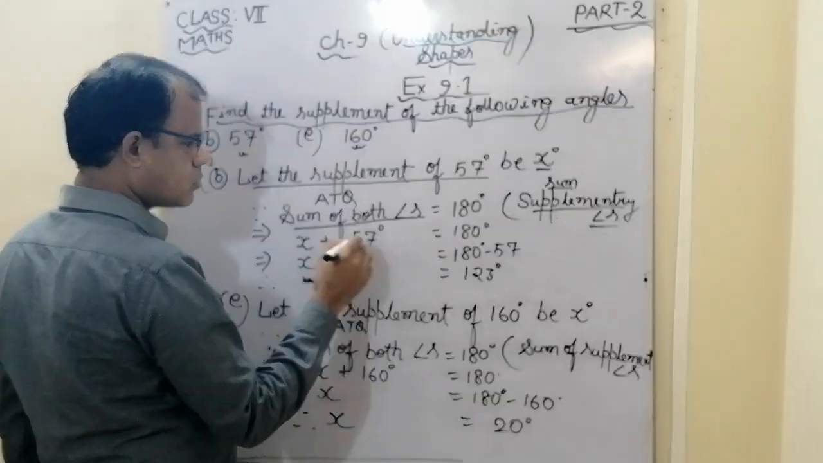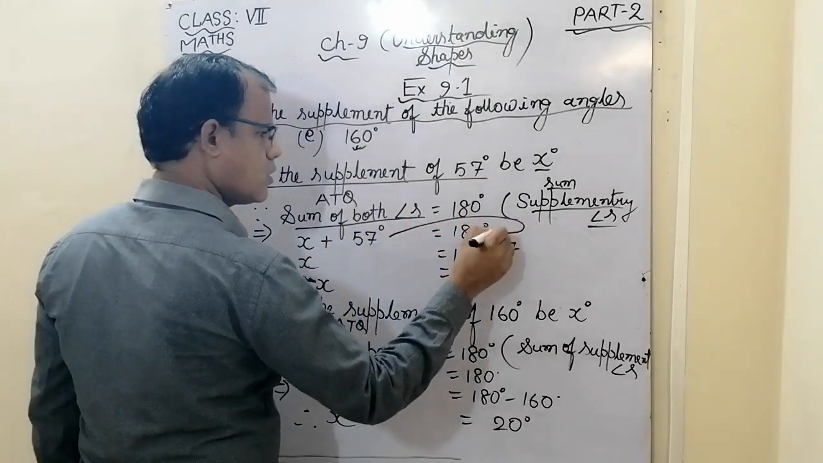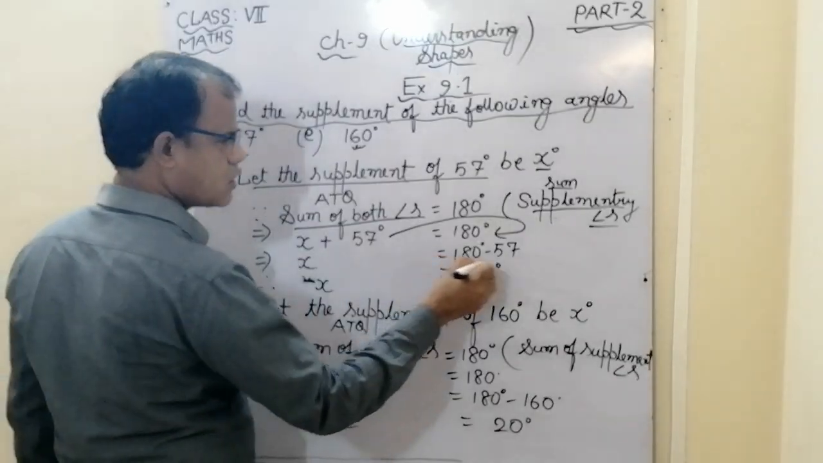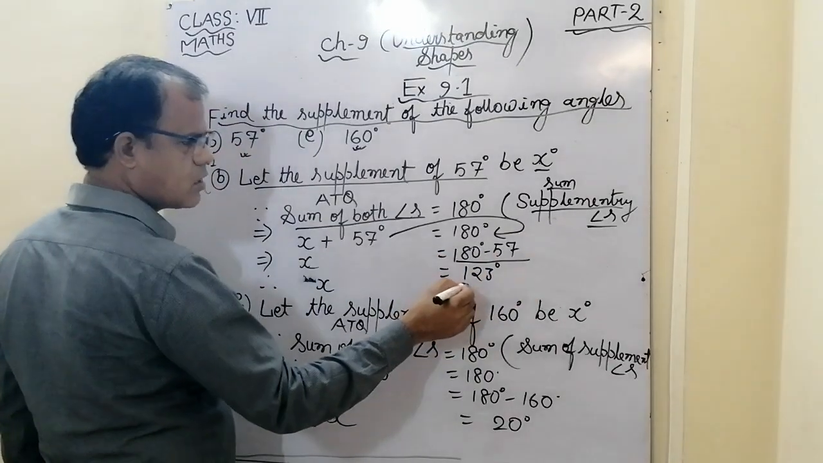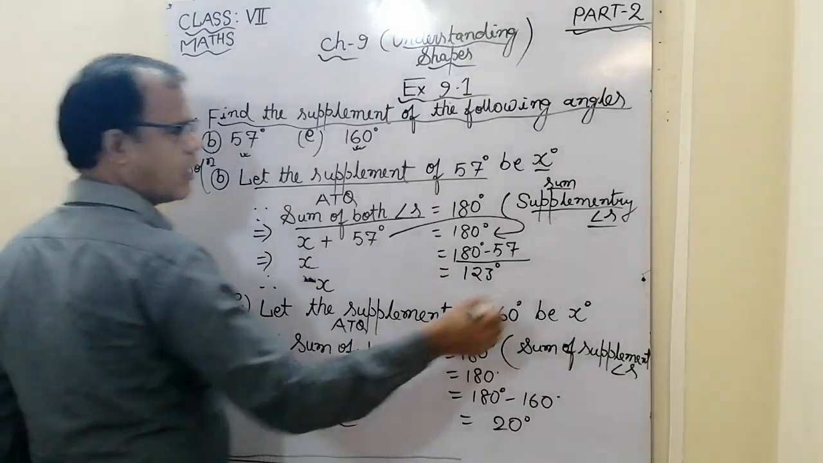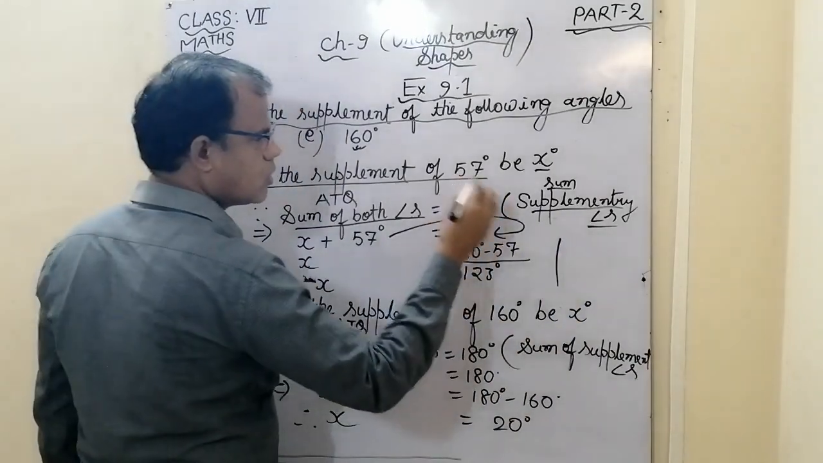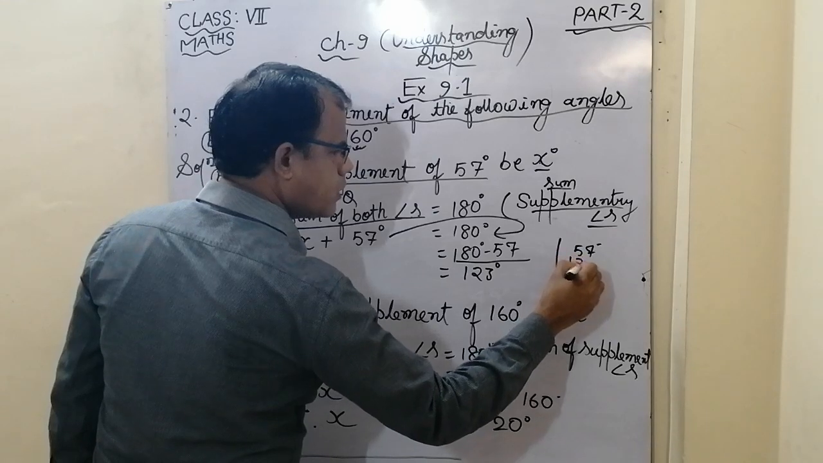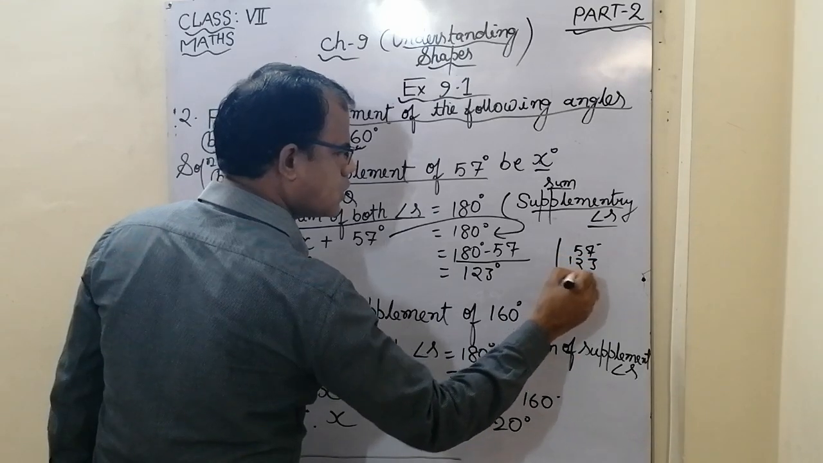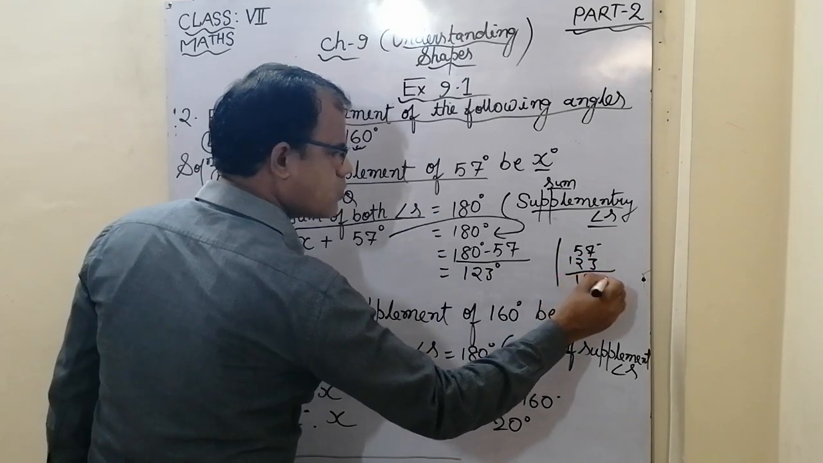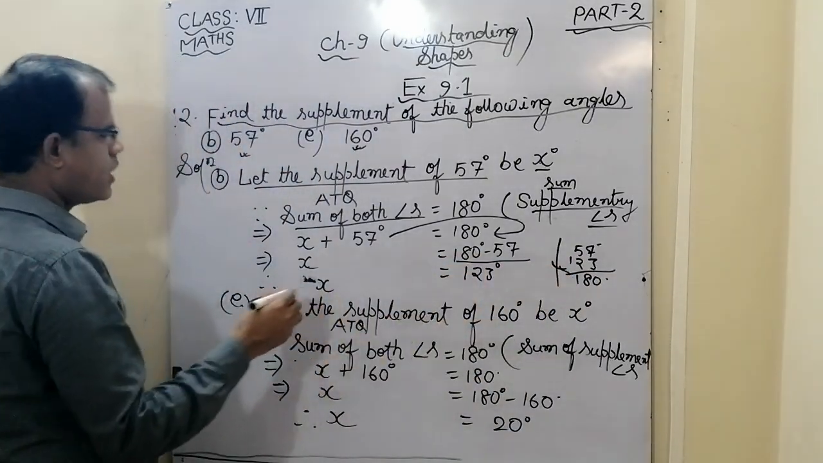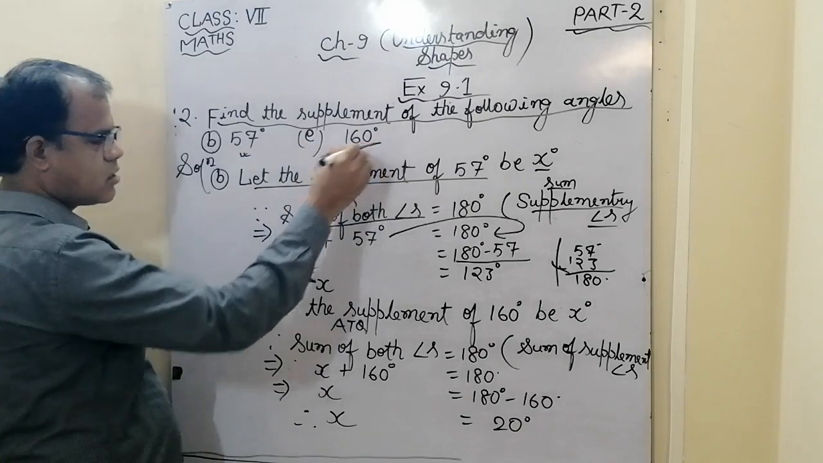So x equal to this 57 that side, minus 57 degree. So 180 minus 57, that is 123 degree. And here you can check also, first angle 57 degree and its supplement 123 degree, and sum is 180 degree. So in this way you can check also. Next question, E part 160 degree.